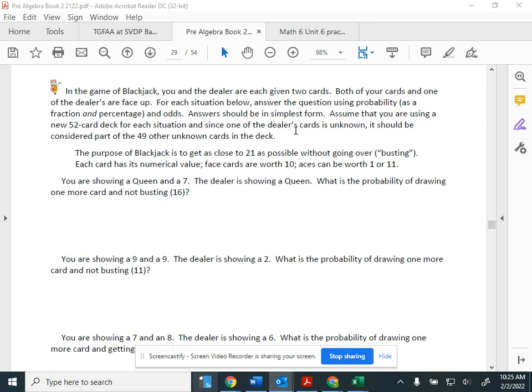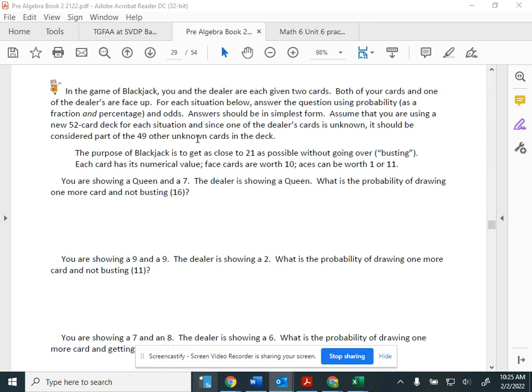And since one of the dealer's cards is unknown, it should be considered part of the 49 other unknown cards in the deck. So you know the 3 cards. So 52 minus the 3, there are 49 unknown cards. Make sense?